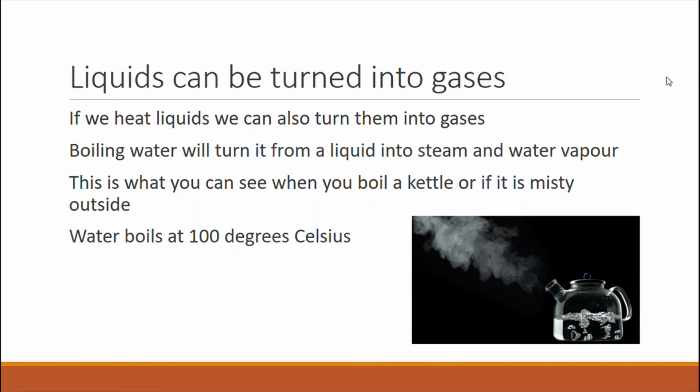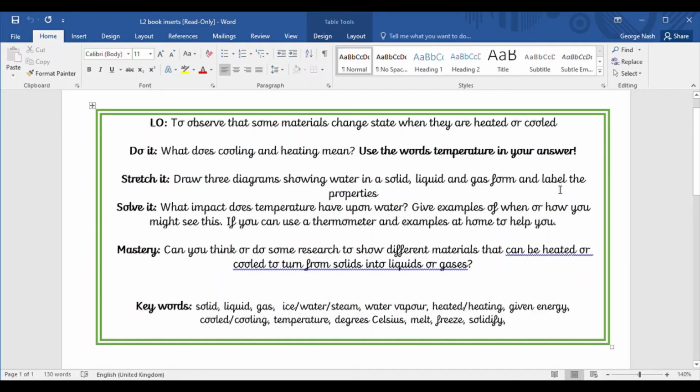So let's have a little look at our sheet. Okay, so all of your key vocabulary is down here for you to use. So there's no need for any spelling mistakes today. It says, what does cooling and heating mean? Use the word temperature in your answer. So when you answer that question, you may want to think about choosing, for example, water, and thinking about when you cool water below 0 degrees Celsius, what happens? When you heat water as a liquid, what happens?